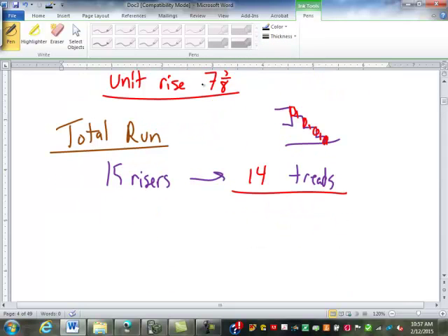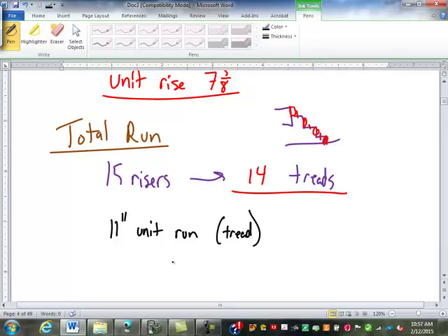When I build treads, my treads are always between 10.5 and 11 inches, just because that's a nice comfortable size to step on. You get under 10 inches and your foot doesn't feel comfortable, your toes are hanging off and stuff like that. For this one, I'm just going to use an 11-inch unit run. In other words, that's an 11-inch tread.